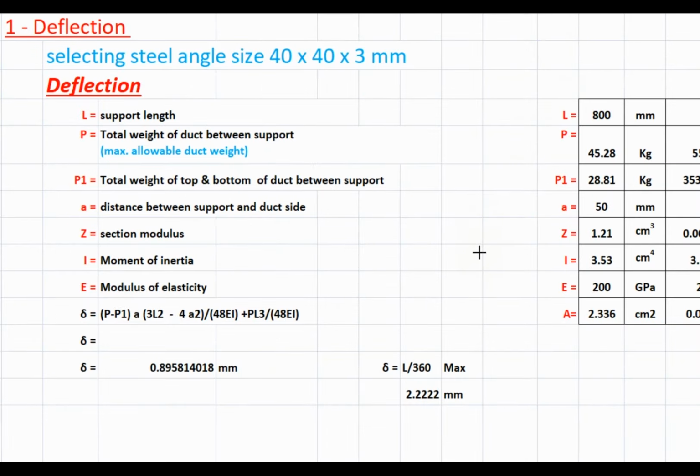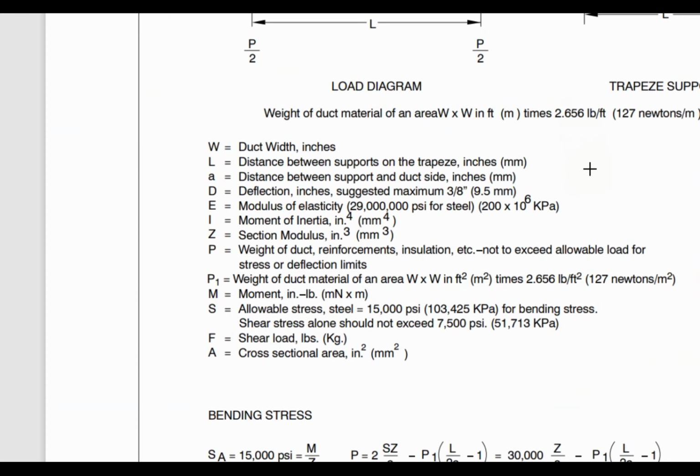To calculate the maximum allowable deflection, we use this formula, length divided by 360. Then by this formula, we got maximum allowable value for the deflection is 2.22 millimeter and our calculated value is 0.89, which is less than allowable value. Or you can use the maximum allowable deflection limit from SMACNA. As per SMACNA, maximum deflection we can have up to 9.5 millimeter.